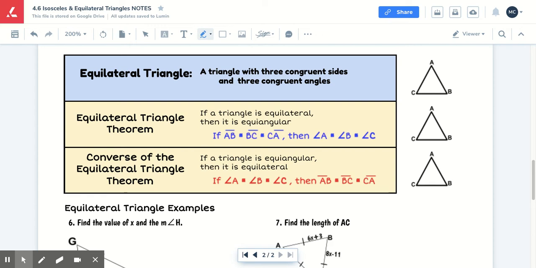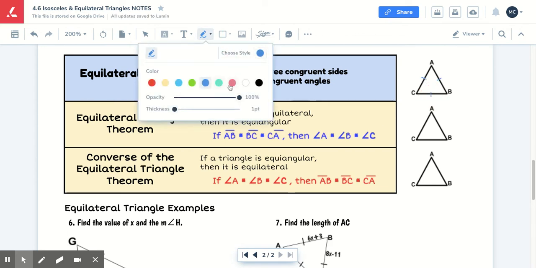Okay, equilateral triangles. That is a triangle with 3 congruent sides and 3 congruent angles. So with this one here, we would say all 3 sides are congruent. And I would also say that all 3 angles are congruent.